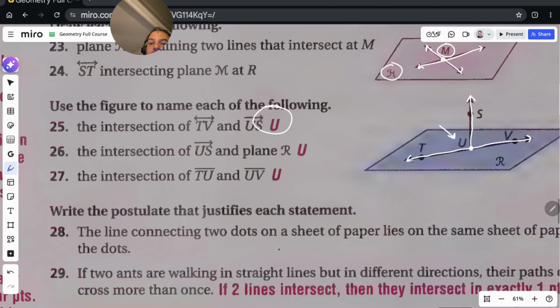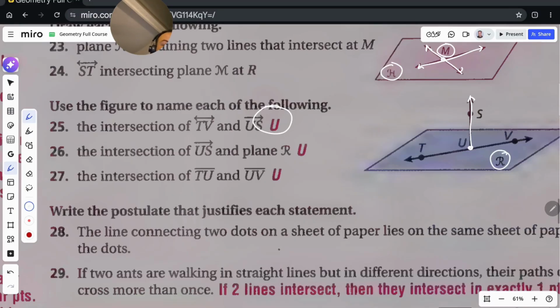Now we have the intersection of ray US and plane R. Back to US. There's our ray US. This is our plane R. So again, U. So ray US starts at U on the plane and it goes up to S above the plane. So the only place it touches on the plane is at U.